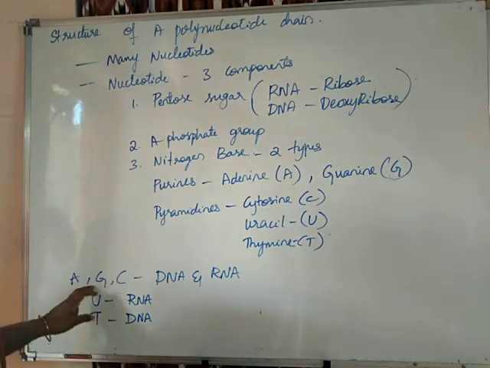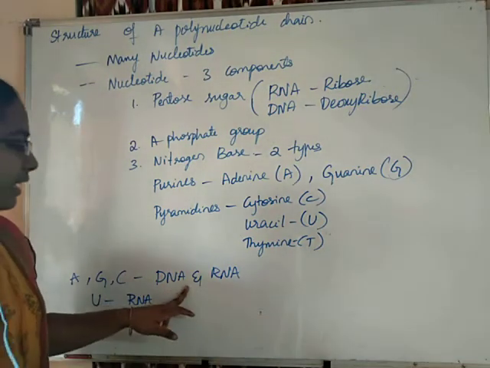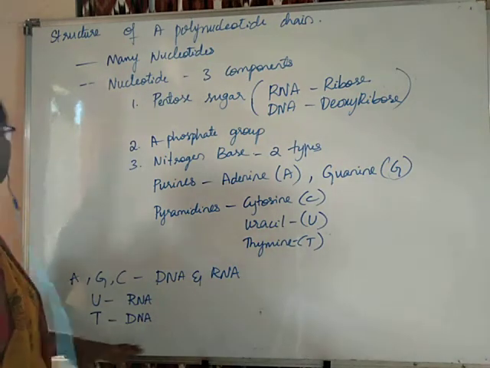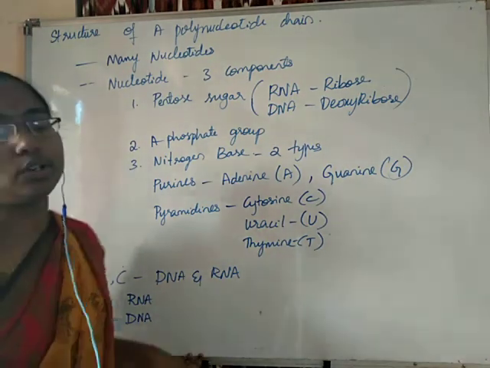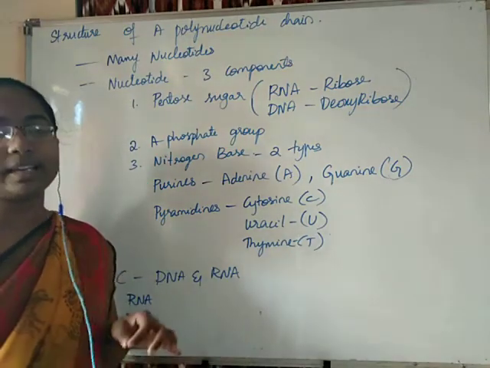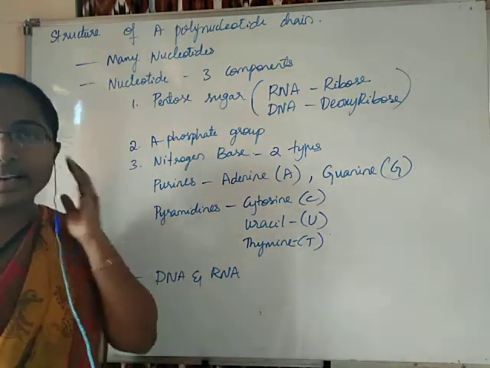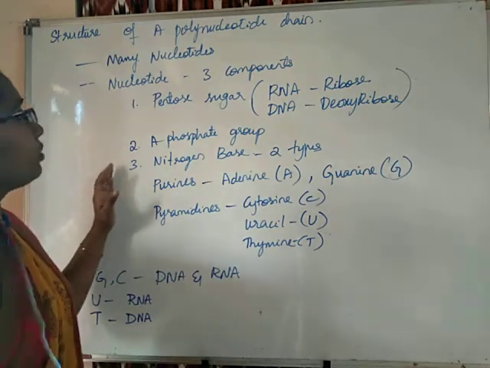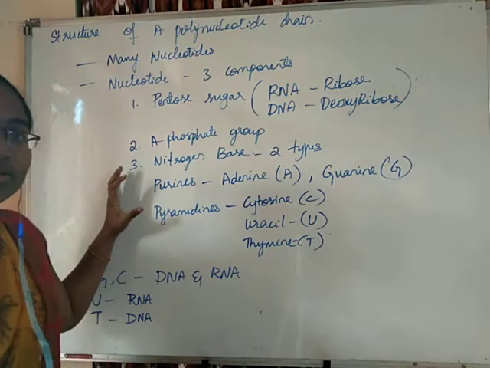So, adenine, guanine and cytosine are common in DNA and RNA, whereas uracil is found only in RNA and thymine is found only in DNA. This is the difference in the nitrogen bases of DNA and RNA. Now let us see how these 3 components of a nucleotide are exactly assembled to form a nucleotide.